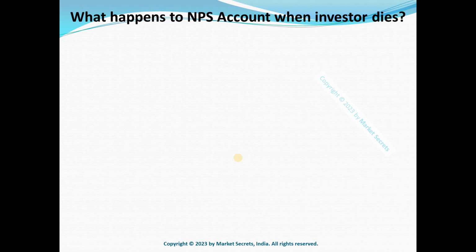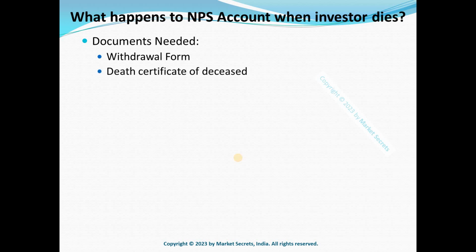And with that note, let's jump into today's session on what happens to NPS account when the investor dies before the age of 60. So first, let's talk about what are the documents that we would need to claim the amount from the NPS account. Number one, NPS withdrawal form. So this should be filled by the claimant. And number two, death certificate of the deceased. So whoever was the account holder, their death certificate.